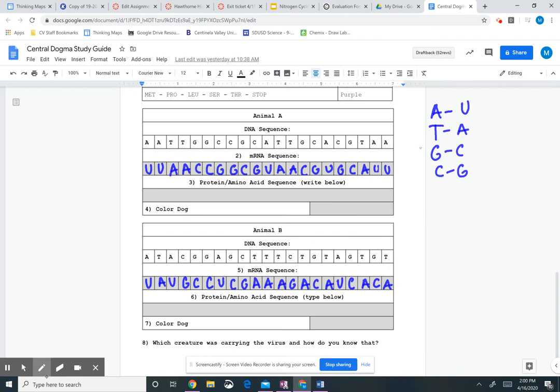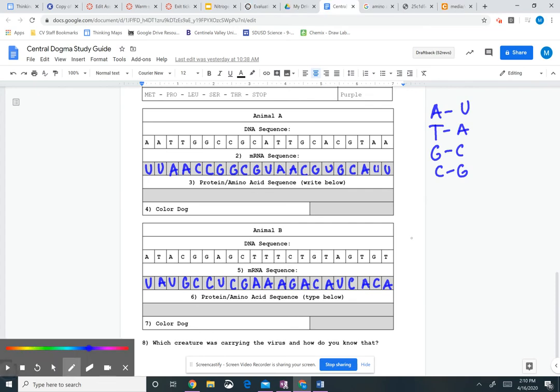Again, I'm following these pairing rules. And the next thing that I'm going to do is decode the amino acid sequence. So I'm going to take some time and go through it slowly, and you guys are going to see me work through this. And then we will go from there.